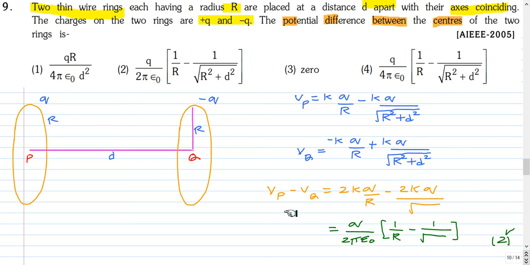So you have to find the potential difference. So Vp minus Vq will become twice of this one, and K is 1 by 4 pi epsilon naught. So putting that, we get the potential difference Q divided by 2 pi epsilon naught into 1 by R minus 1 by square root of R square plus D square. So the correct option is option 2.